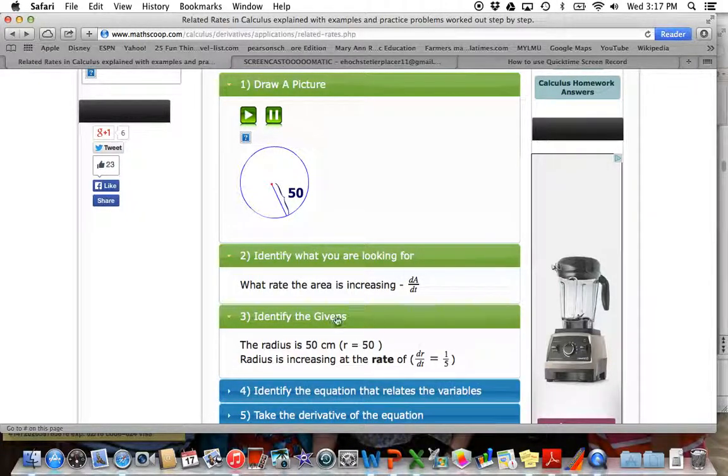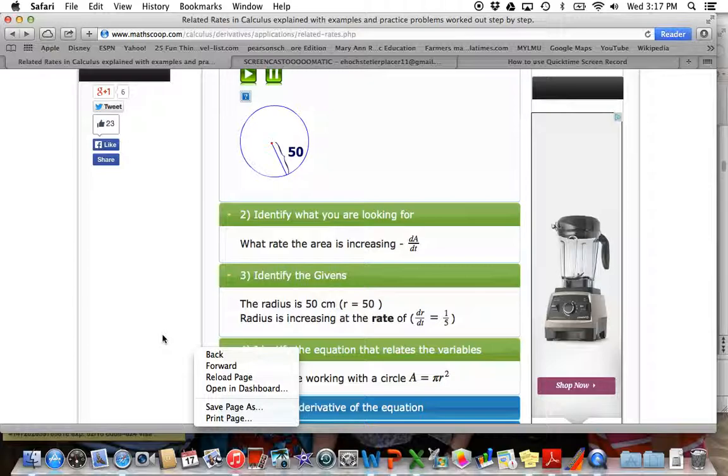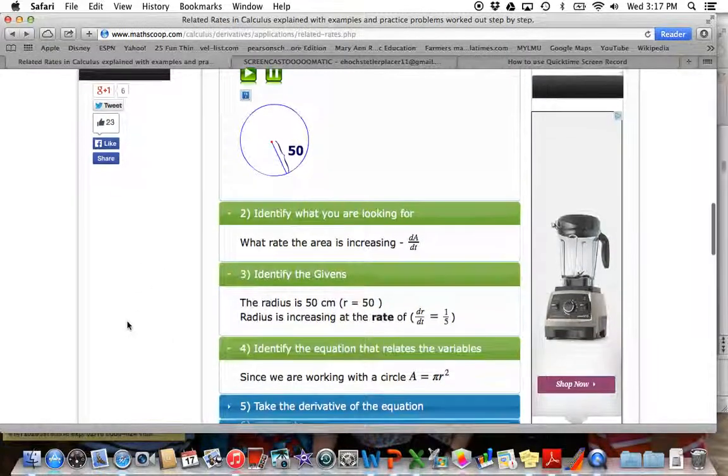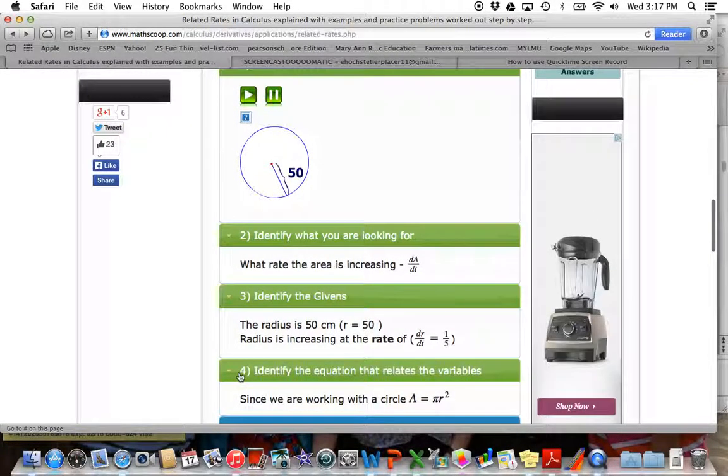Okay, identify the equation that relates the variables. So what is our equation? Remember, we are talking about a circle, so circles and areas. Again, take a moment, write down what you think. You should have that the area of a circle is A equals pi r squared. What do we do once we have our equation?